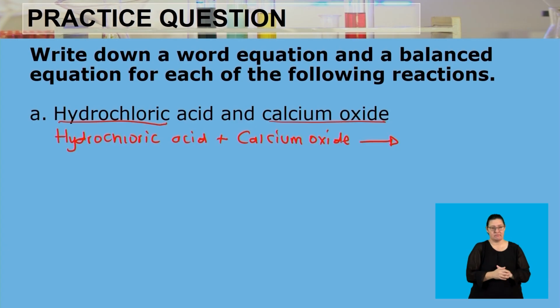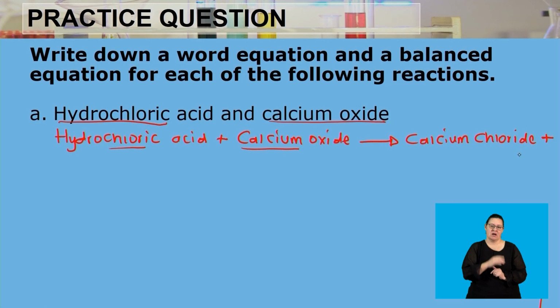So hydrochloric acid, as an acid, will contribute the hydrogen, and then the calcium oxide will contribute the oxygen. So what are we going to have? Obviously, we're going to have salt and water. So the salt that you're going to be receiving at the end of this reaction is going to be calcium chloride, plus, for lack of space, we're just going to write our H2O down here, water. Because we're writing a word equation, this is going to be water as one of the products.